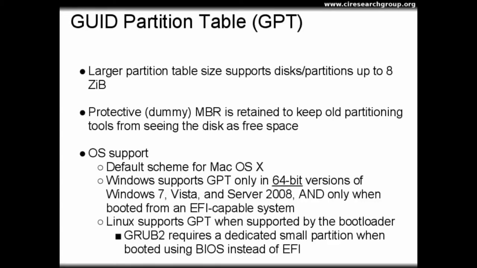However, as hard drives become larger and grow past 2 terabytes, the GUID partition table, or GPT, starts to be used. This is a larger partition table that can support disks or partitions up to 8 zebibytes in size. For compatibility with old partitioning tools, and to prevent old tools from overwriting sections of the disk and seeing it as free space, a protective or dummy master boot record is retained at the beginning of the disk. GPT is the default partitioning scheme in Mac OS X, is an optional partitioning scheme in Linux, and is supported in 64-bit versions of Windows 7, Windows Vista, and Windows Server 2008, provided that the system uses the extensible firmware interface, or EFI, instead of the legacy BIOS interface.